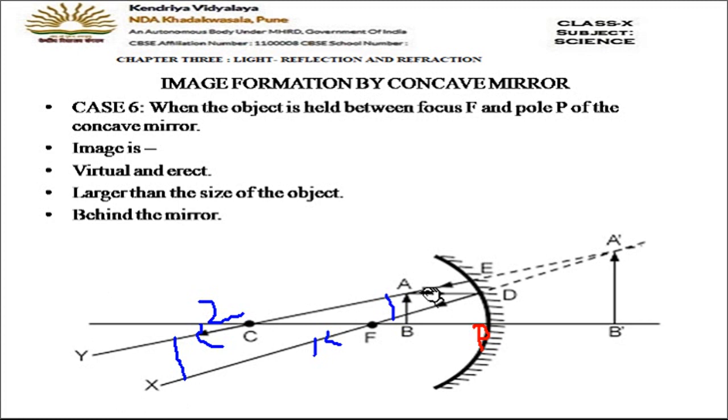So what we'll do, if we backtrace these reflected rays, this one and this one, with dotted lines, you will find that somewhere behind the mirror they appear to meet. Please listen to this point carefully. I am saying they appear to meet. The rays are not actually meeting, but if we backtrace with dotted lines, it appears that they are meeting at one point, A dash. And if they appear to meet, now the image will be formed behind the mirror.